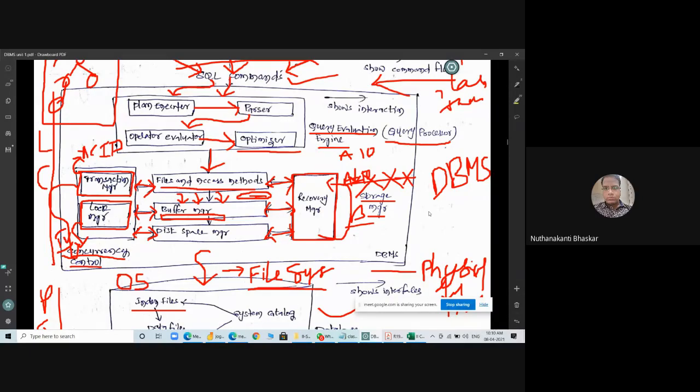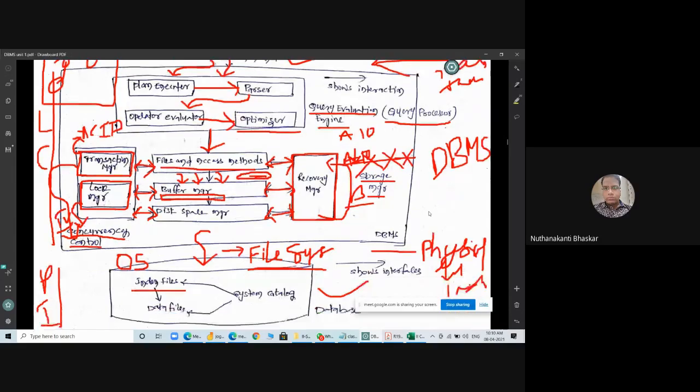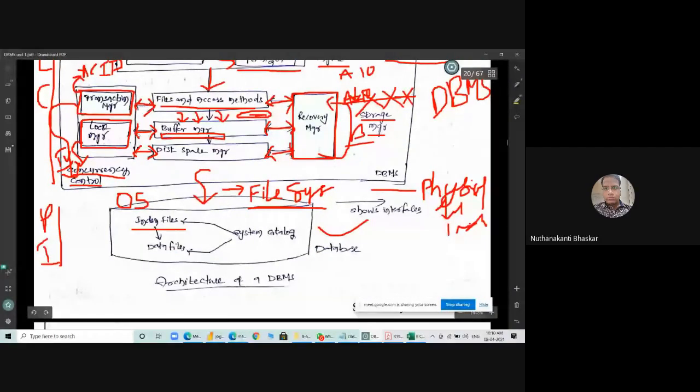Are you clear now? Because of this, we will achieve the concurrency mechanism. Clear now? Yes, sir. Then after the successful concurrency and recovery, the requests are passing from the buffer to disk space directly.